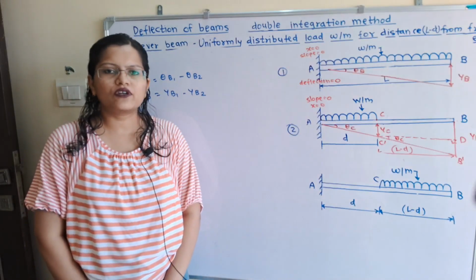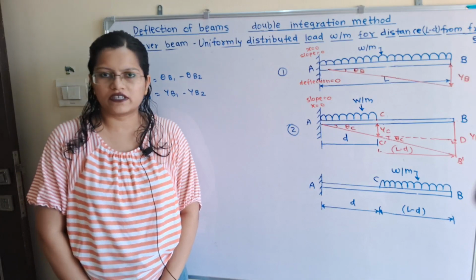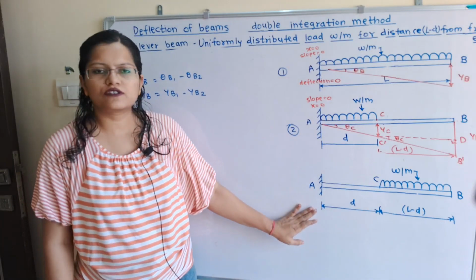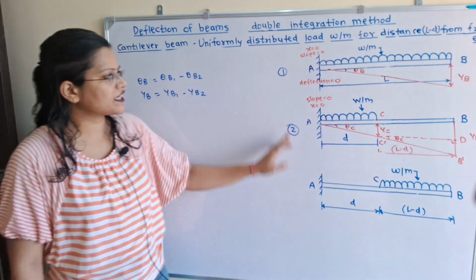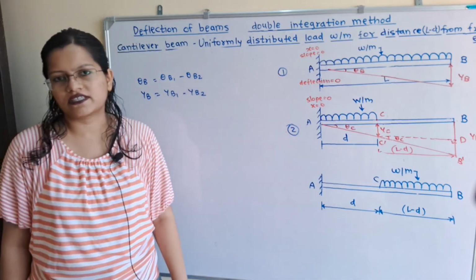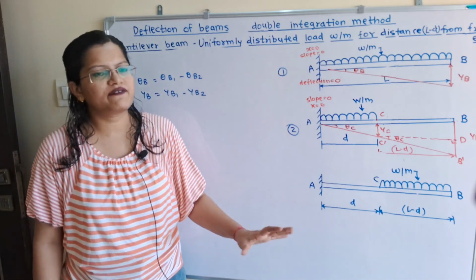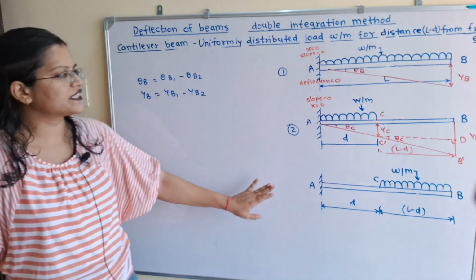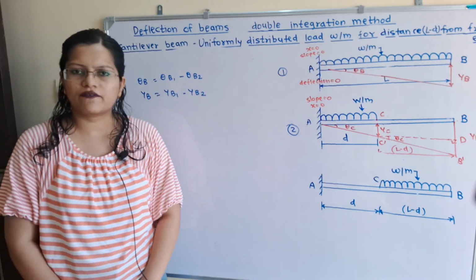So how to calculate any parameter for the third diagram? For example, slope at point B, theta B is equal to theta B1 minus theta B2. In the same way, deflection at point B, YB is equal to YB1 minus YB2.